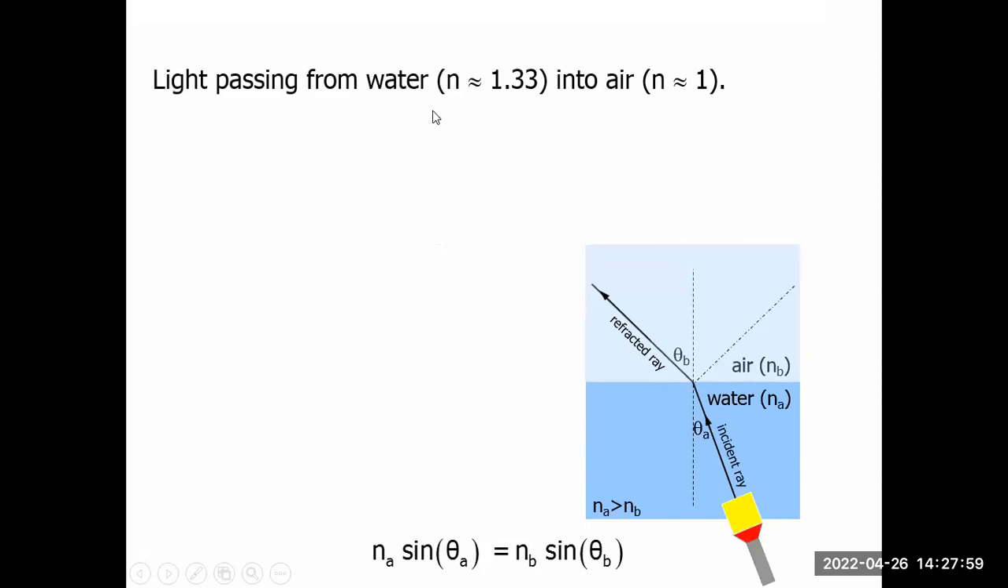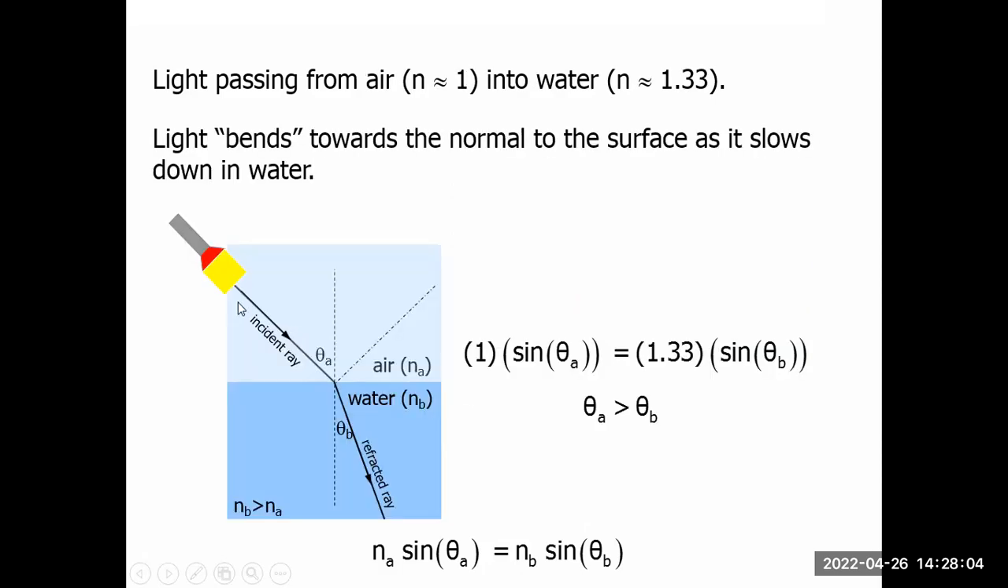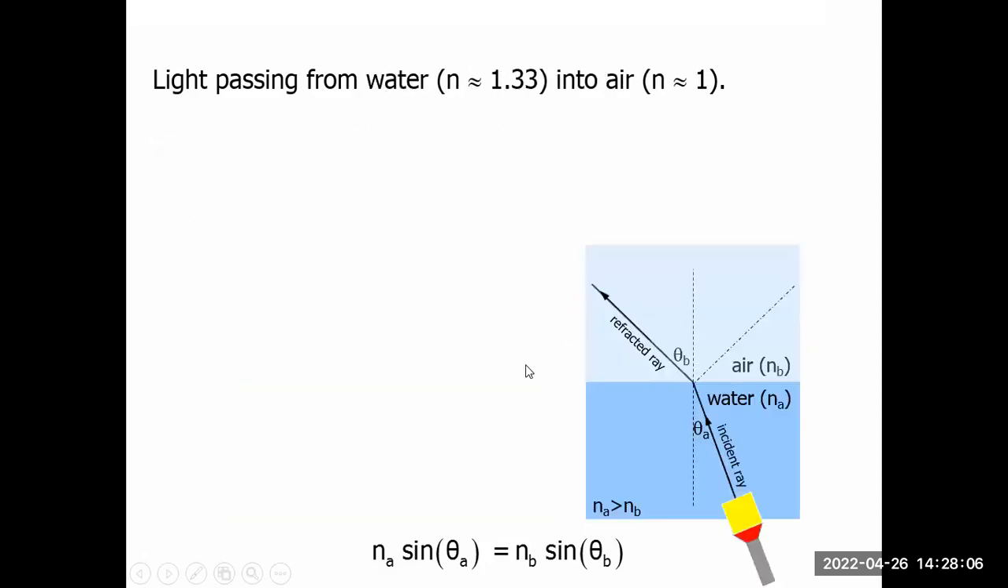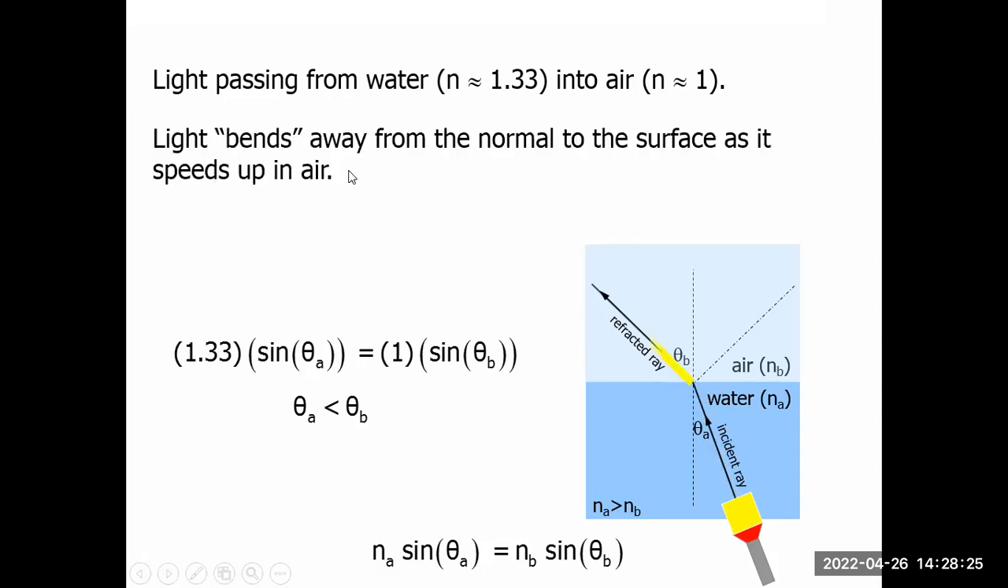Light passing from the water then into the air. Baliktad naman ito kanina, mula sa air to the water. Ito naman, water to the air. So, kukunin lang natin 1.33 sine angle A equals sine angle B. Yung mga angle, given yan. Okay? Light bends away from the normal to the surface as it speeds up in the air.